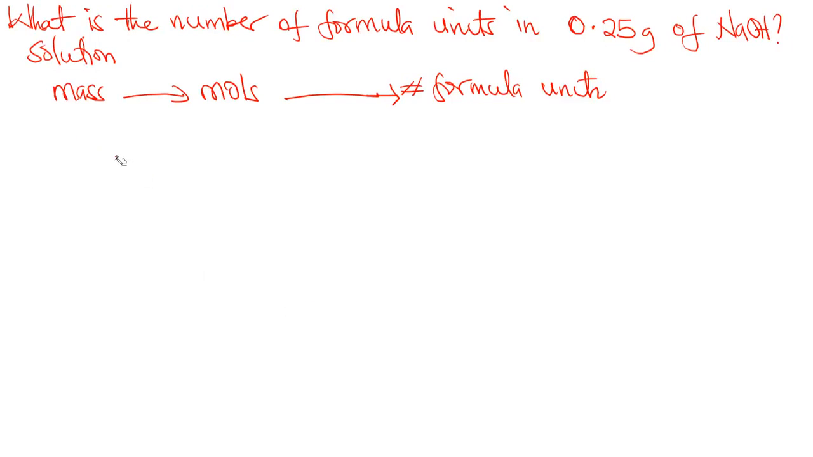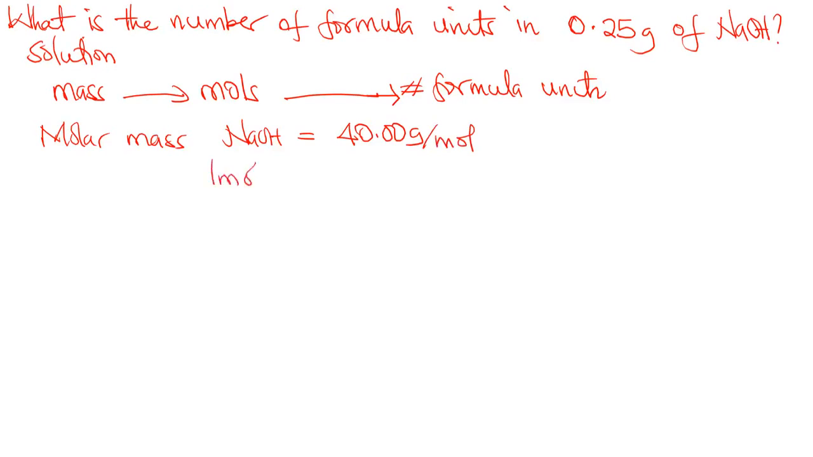Let me get rid of this one first. So here we know that the molar mass of sodium hydroxide is 40.00 grams per mole. So that is a conversion. 1 mole is 40.00 grams. But also, because we are getting the number of particles, we also know that 1 mole is 6.02 times 10 to the power 23. So that's our two conversion factors. So we are given the mass here. That's what we put at the beginning.